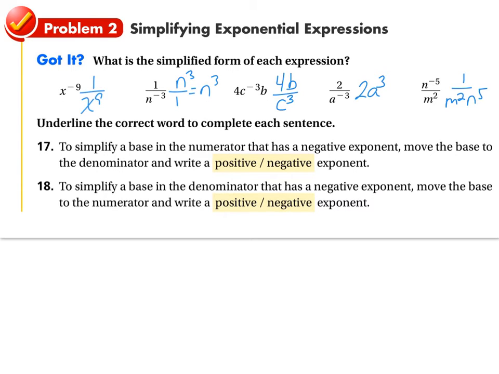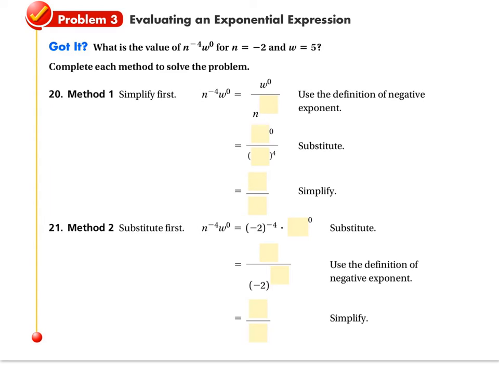So to simplify a base in the numerator that has a negative exponent, move the base to the denominator and write a positive exponent. Likewise, to simplify a base in the denominator that has a negative exponent, move the base to the numerator and write a positive exponent. To write exponents in simplified version, they must be positive. Now, when we're finding the value of an exponent, we have two methods.